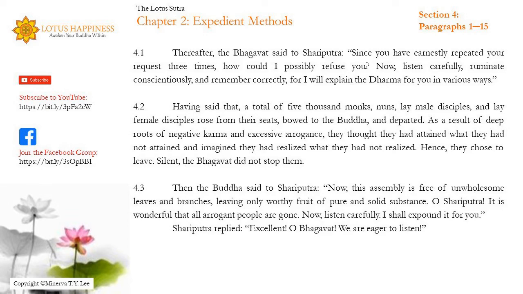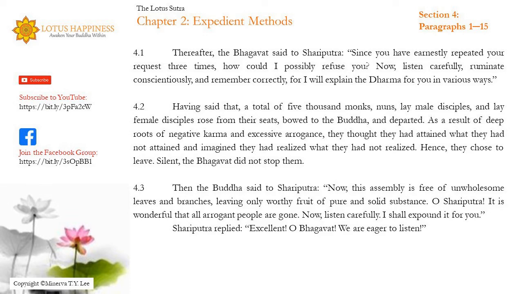As a result of deep roots of negative karma and excessive arrogance, they thought they had attained what they had not attained and imagined they had realized what they had not realized. Hence, they chose to leave. Silent, the Bhagavat did not stop them. Then the Buddha said to Shariputra, "Now, this assembly is free of unwholesome leaves and branches, leaving only worthy fruit of pure and solid substance."